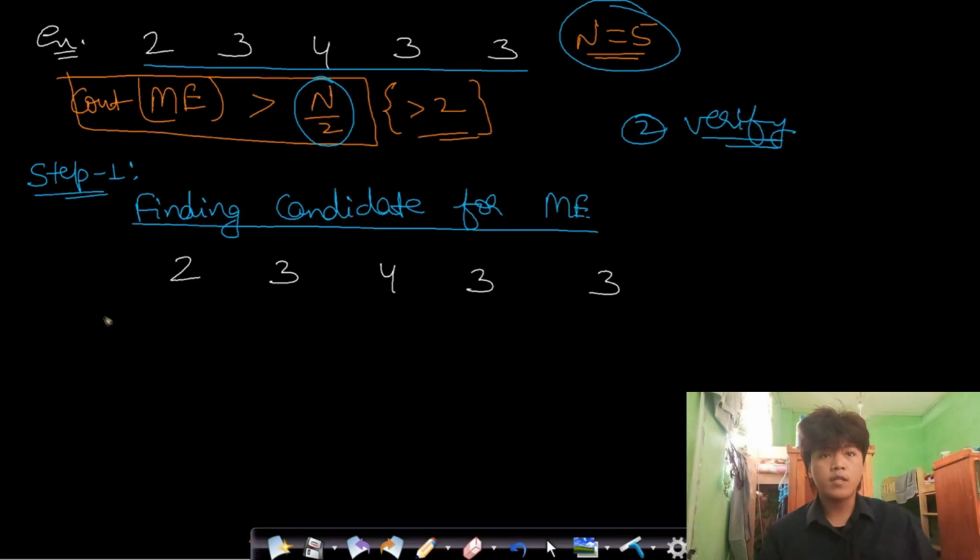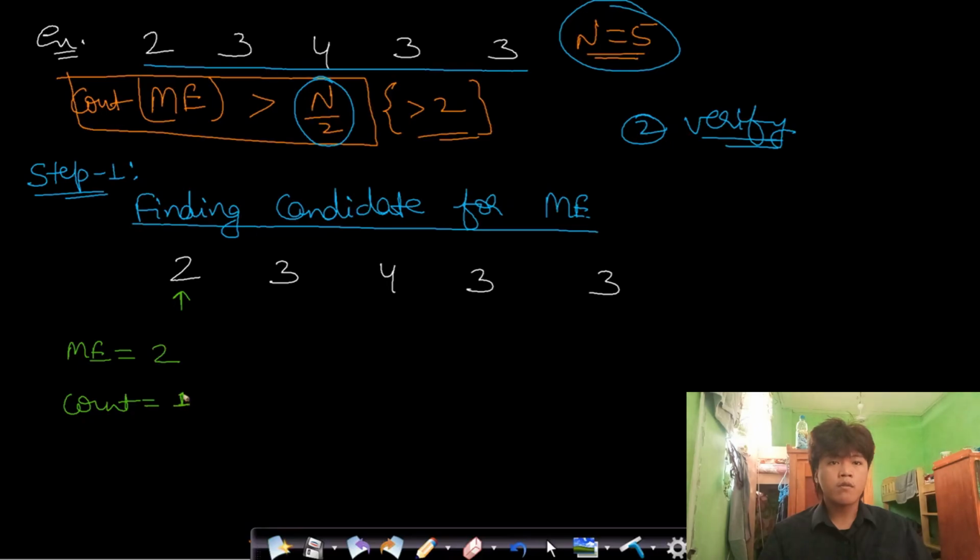We begin by initializing two variables, count set to 0 and candidate set to none. As we traverse each number in the array, if the count is 0, we assign the current number as the new candidate and set count to 1. This step signifies that we're considering this number as a potential majority candidate.